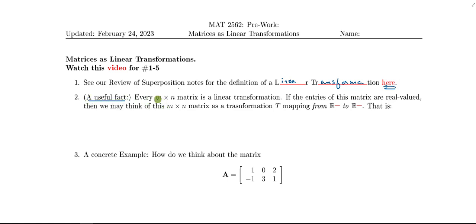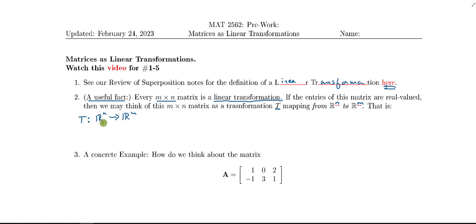So here's a useful fact. Every m by n matrix is itself a linear transformation. That's what I was just saying here. And one way we can think about that is if the entries of the matrix are real valued, then we can think of this transformation T as mapping from, careful here, Rn to Rm. That is, we could define a transformation T which is going to take vectors that live in n space to vectors that live in m space by doing this.